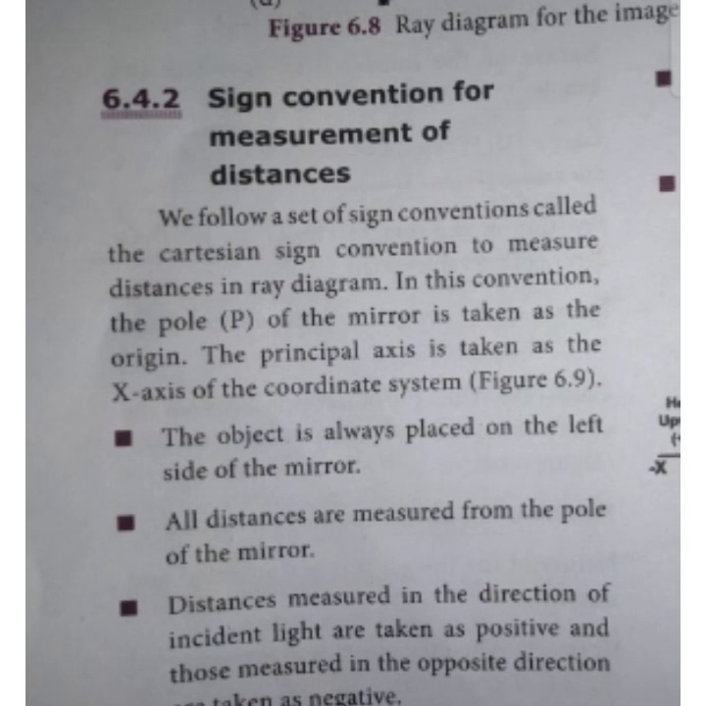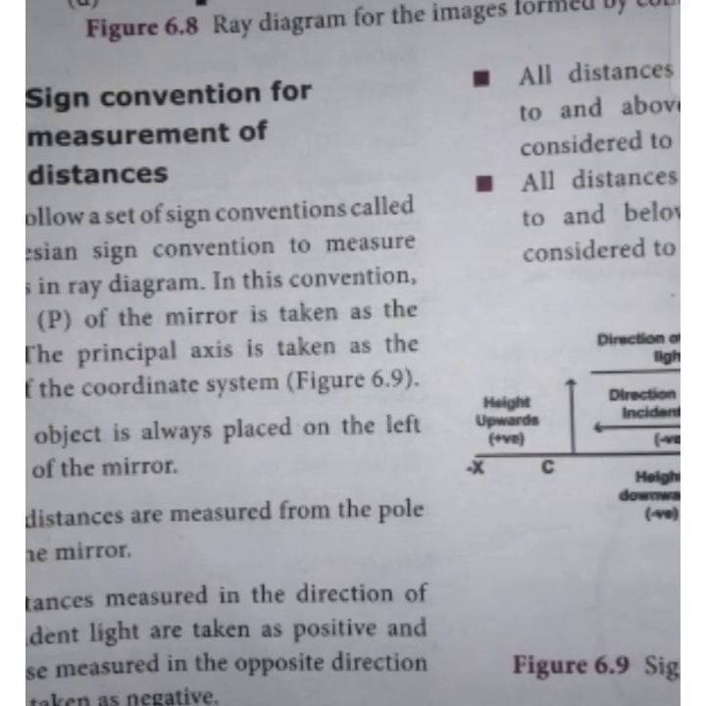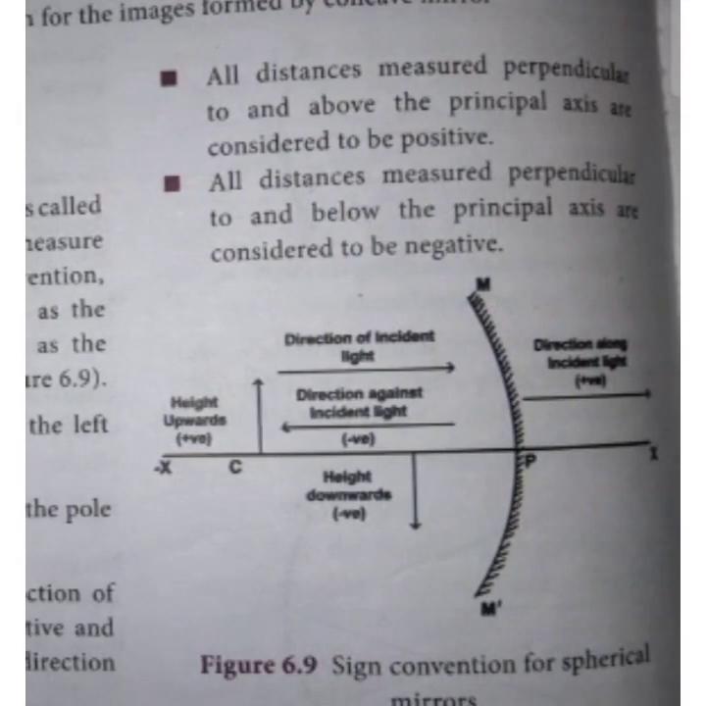You can see this is the Cartesian sign convention. In this convention, the pole P of the mirror is taken as the origin. The principal axis is taken as the x-axis of the coordinate system. See the image. The pole P is placed between M and M dash. The line joining minus x to plus x is the principal axis.